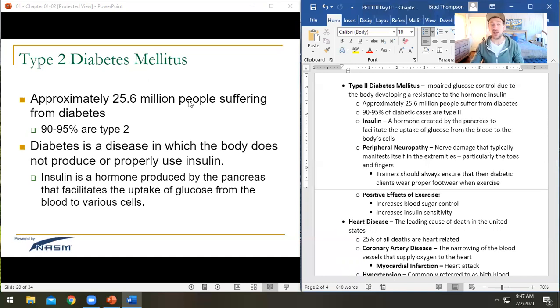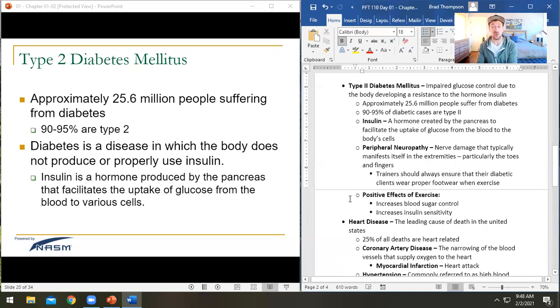So type 2 diabetes, we're seeing a lot of people, right? 26 million people suffering from it, and 90 to 95% are type 2. Honestly, type 2 is much more common, even though it's the one that you basically develop oftentimes through poor diet, right? So here's the thing. We talked about how your body is either not producing or properly using insulin. Type 1 diabetes, your pancreas just isn't kicking out enough insulin, right?